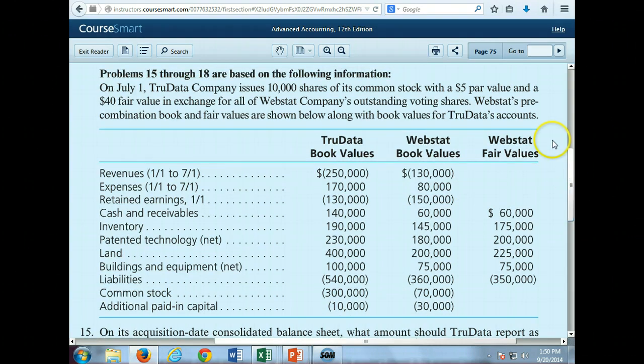So, we've got here, on July 1st, True Data Company issued 10,000 shares of its common stock with a $5 par value and a $40 fair value in exchange for all of WebStats company's outstanding voting shares. WebStats' pre-combination book and fair values are shown below with the book values of True Data.